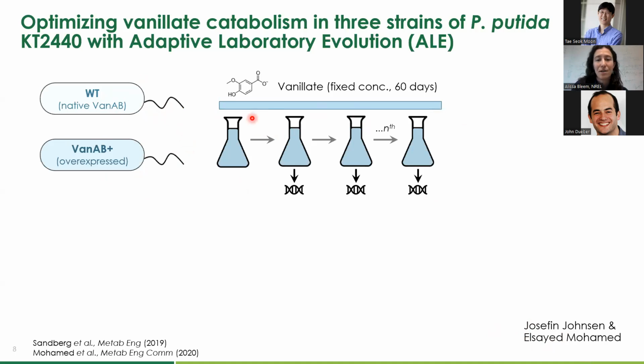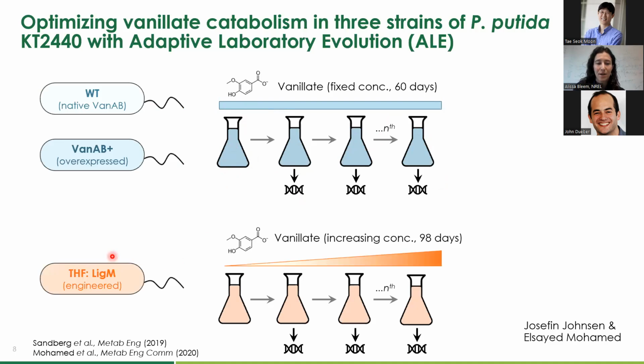Basically what you're doing in ALE is you're passaging the strain over and over. So thousands of generations of cells are growing in this condition. And over time, the idea is that the strain will naturally adapt to the conditions just through random mutation. So you passage from one flask or tube to another at a fixed concentration over the course of 60 days, and you periodically take samples for next generation sequencing.